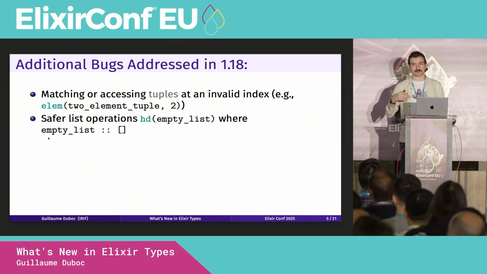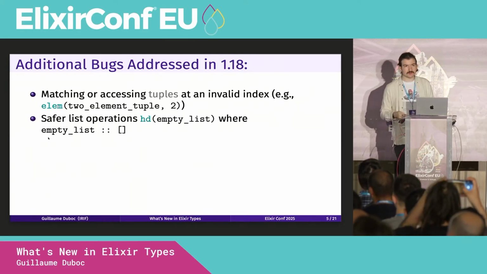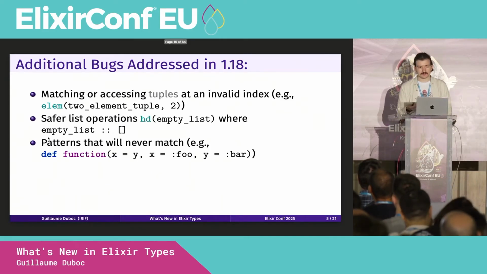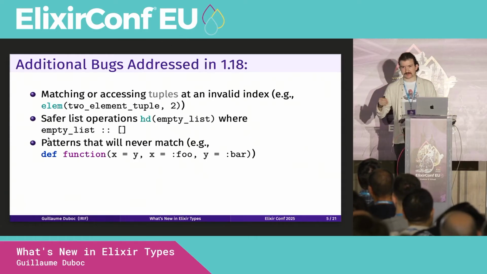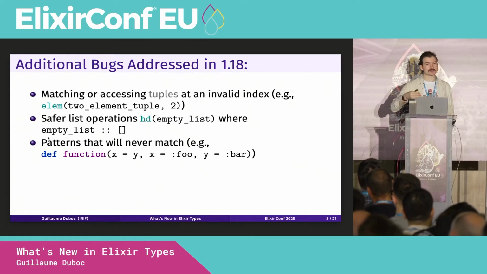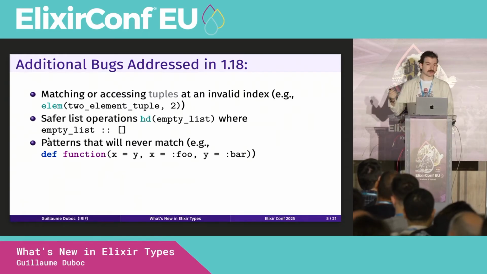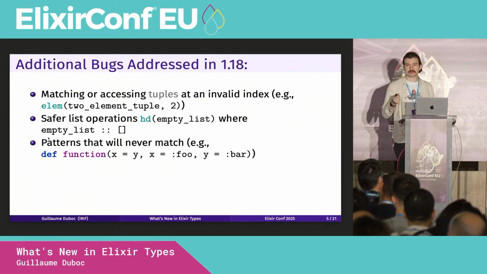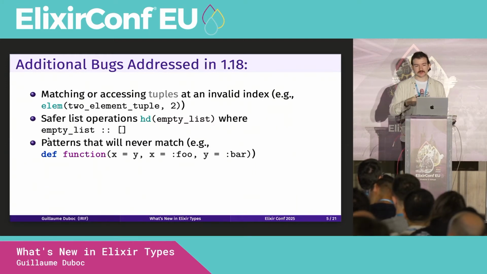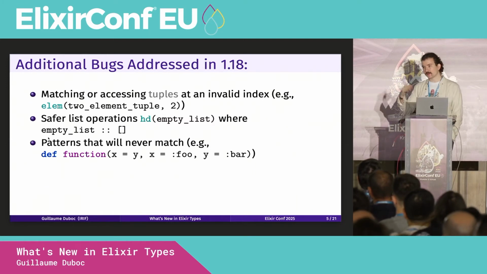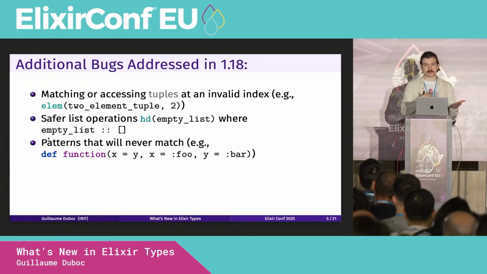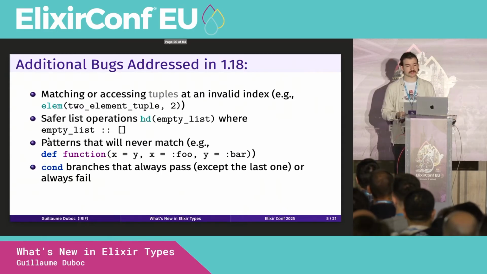Same, we can check if list operations are going to fail or not, and then because we're doing the analysis on patterns, and because we have the types at hand to progress into that analysis, we can find a certain class of bugs, such as if we have a pattern here that never matches because x is equal to y, and x has to be foo and y has to be foo, so the type system is going to find that there is no type that matches this at all.